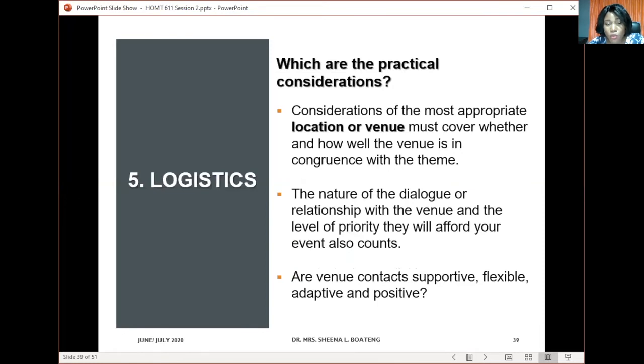Also, considerations of the most appropriate venue are part of the things we think about under logistics. How well will the venue that we have chosen be in congruence with the theme of the event? So someone sets out to have a wedding and they want their wedding to be the talk of town. For your wedding to be the talk of town, it cannot be held at the same place that all the other smaller weddings are being held, like the event centers and the churches. So why don't we rent out the whole Kempinski big ballroom and have our wedding there, right? That is an example of a venue that brings out the scale of the event that they want to organize, and it's in congruence with the theme.